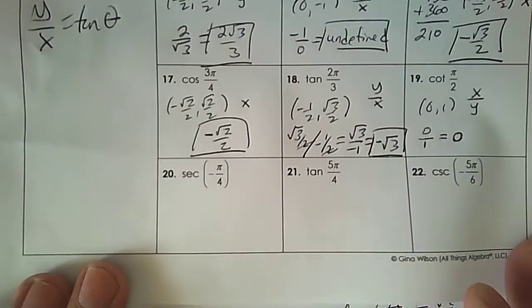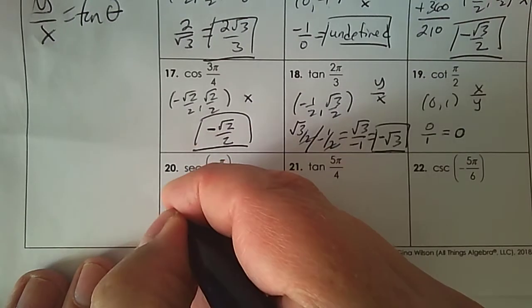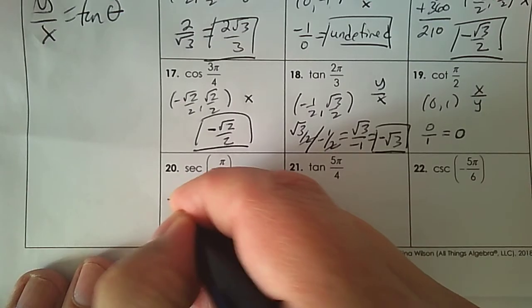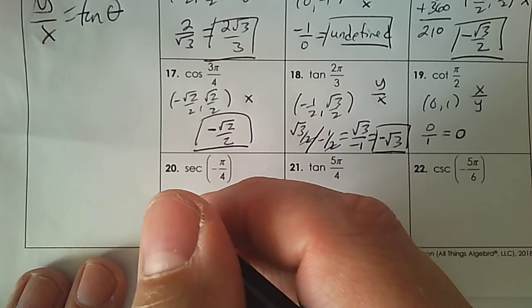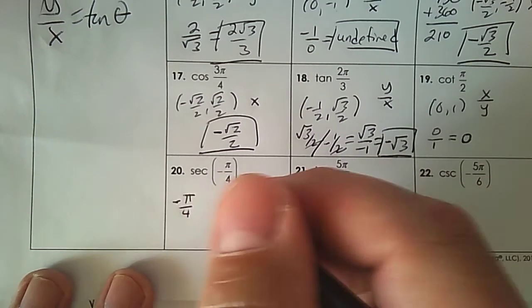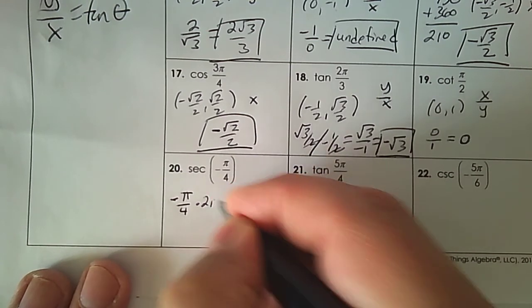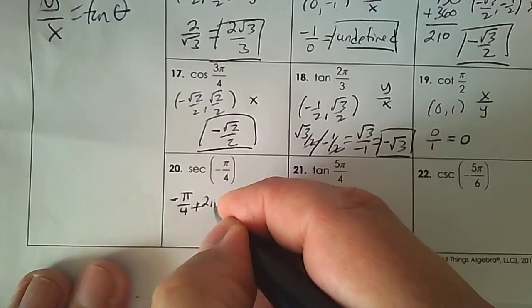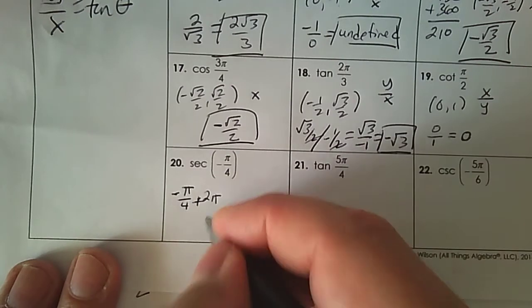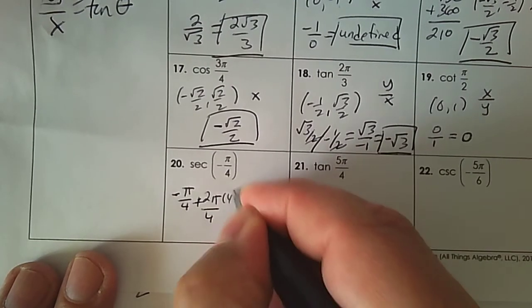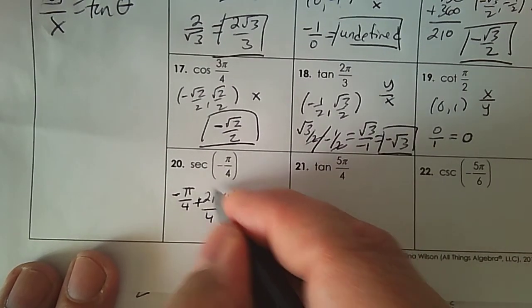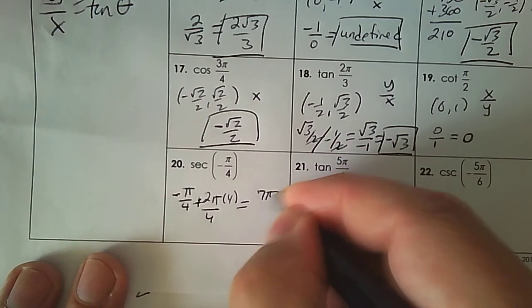20, secant negative pi over 4. So again, when you have a negative angle, we can either use the unit circle and go clockwise 45 degrees, or we can find a coterminal angle. So if I add 2 pi to find a coterminal angle, I'll get common denominators. And what I get is 8 take away 1. That is 7 pi over 4.